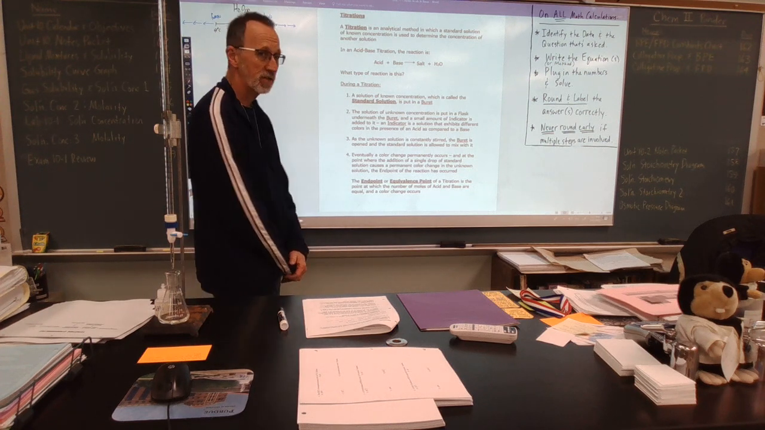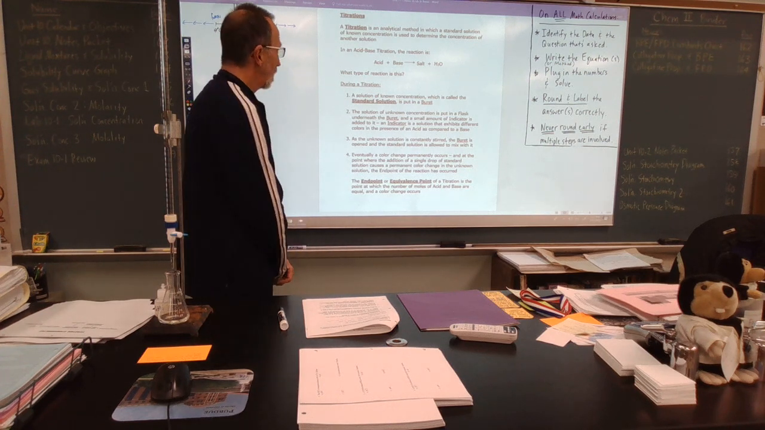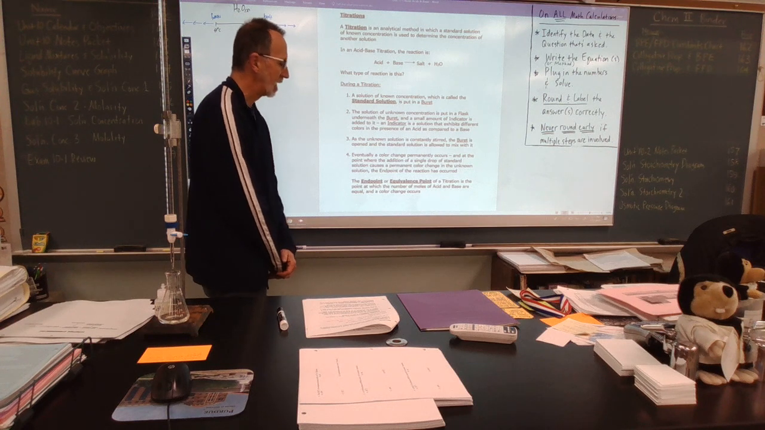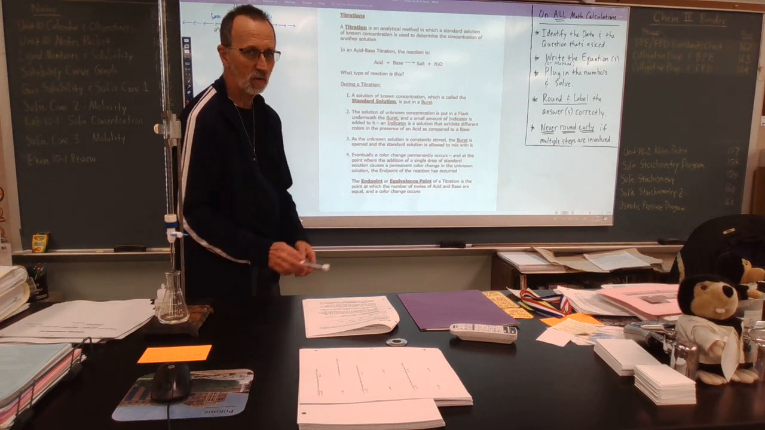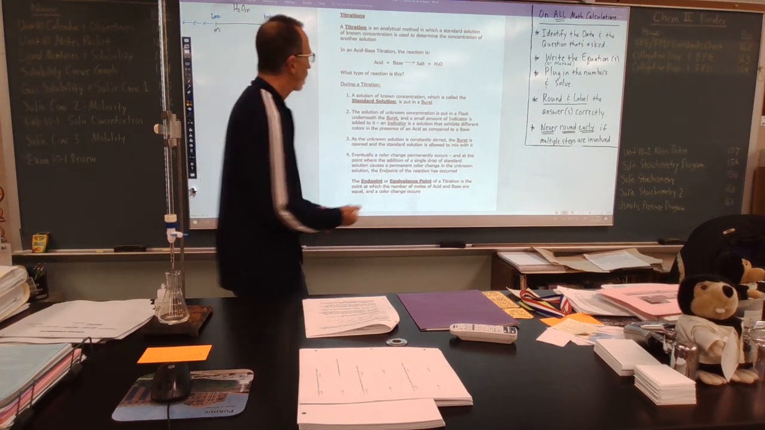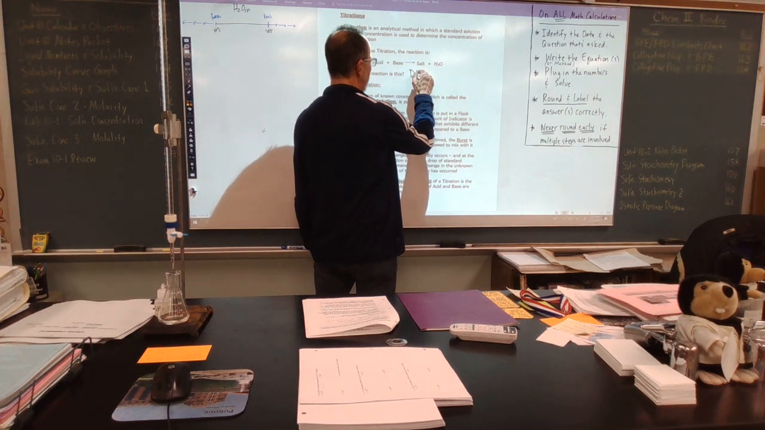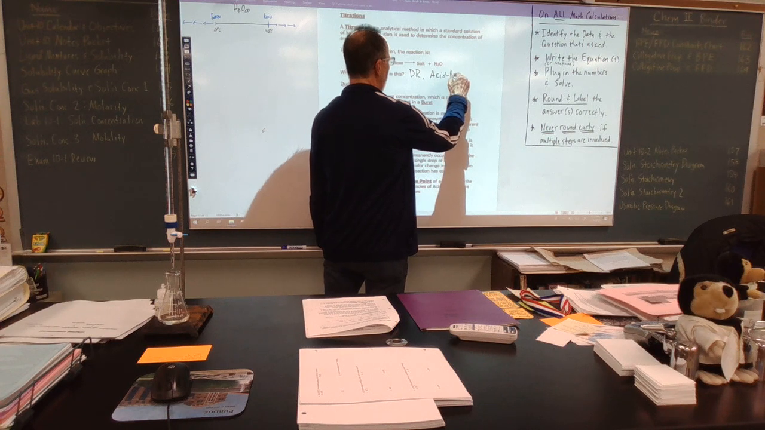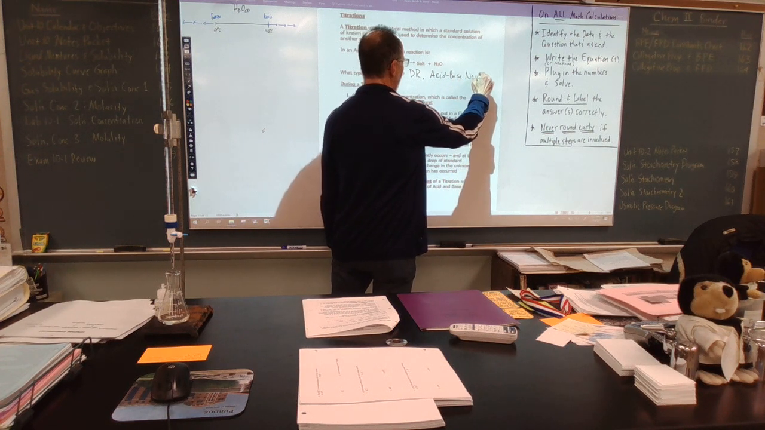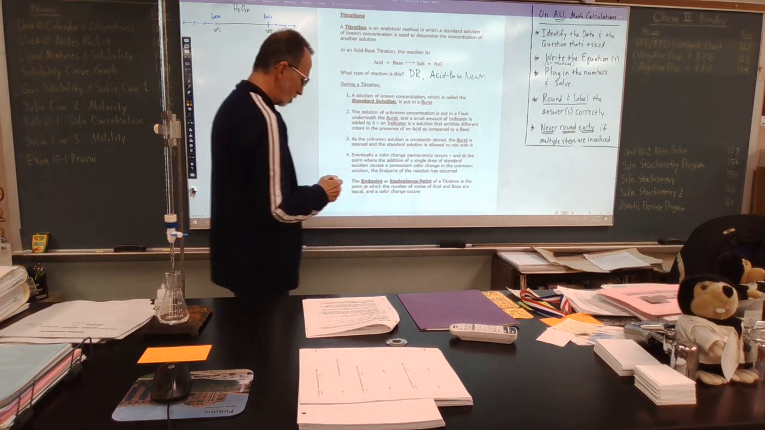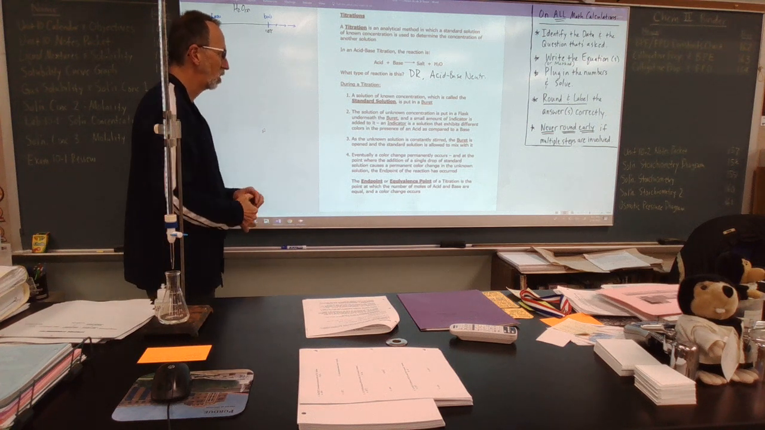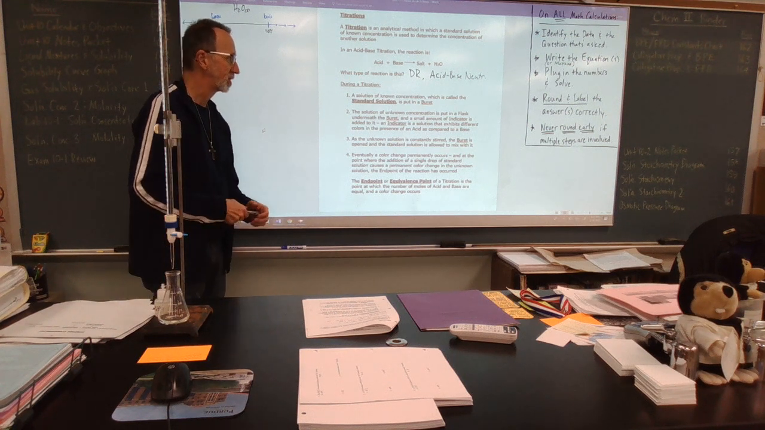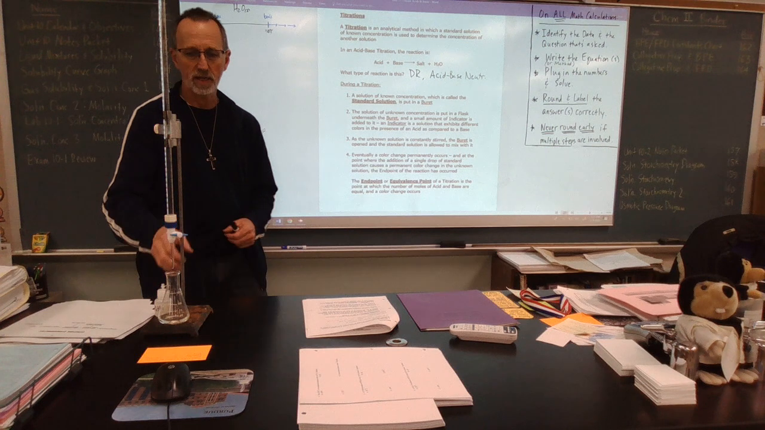In an acid-base titration, which is the most common type, the reaction is an acid plus a base yield a salt and water. That should look familiar to you. That is, of course, a double replacement reaction, and in particular, an acid-base neutralization reaction. So during a titration, a solution of known concentration, which is called the standard solution, is put in a burette.